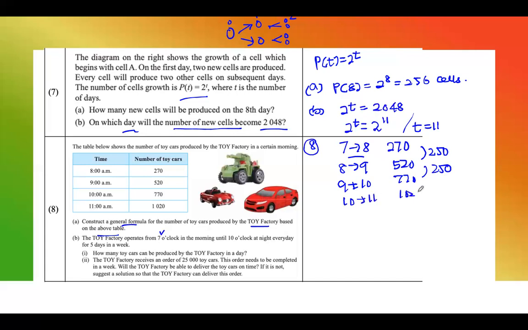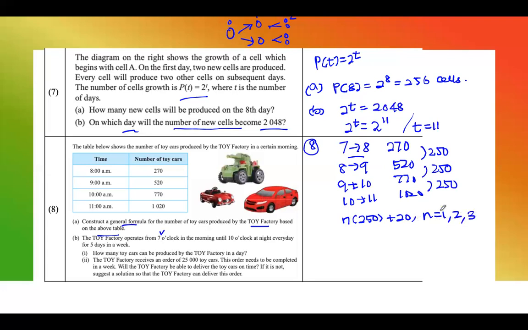So we have 1020. So the difference is 250. Therefore, the general formula you can produce is, let's say after 8 hours, the first hour, so it's n. So you times 250, then you plus 20. This is the first hour, right? So n is 1. If n is 2, we have 250 added in. So 2 times 250 plus 20, that is the 9 o'clock hour.